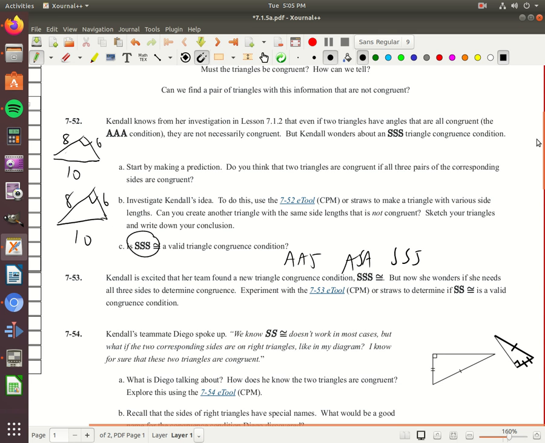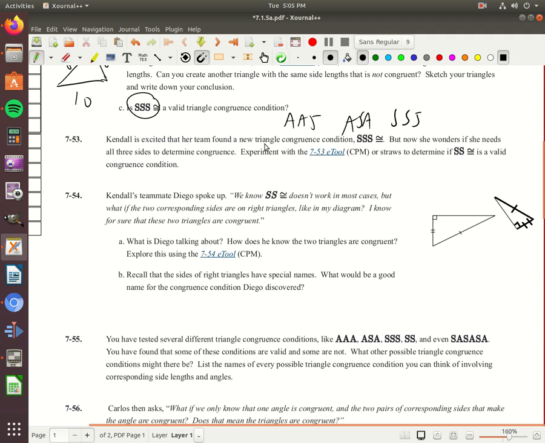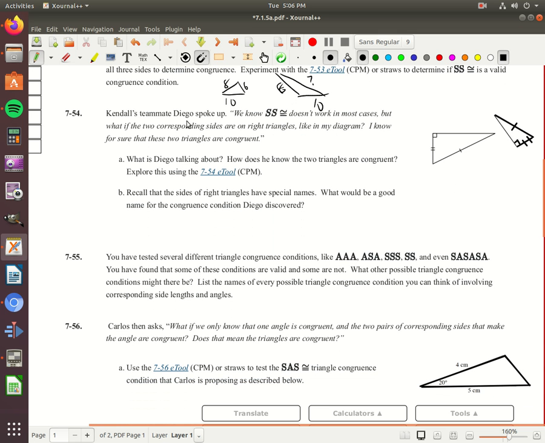So that will work. Kendall's excited that her team found a new triangle congruence condition, side, side, side, but now wonders if she needs all three sides to determine congruence. So is side, side a valid congruence statement? And two sides isn't going to be enough, right? Because if we have a triangle that looks like this, again, well, I could just go like this, and that's clearly not going to be the same triangle, but we have two sides. So side, side's not enough.